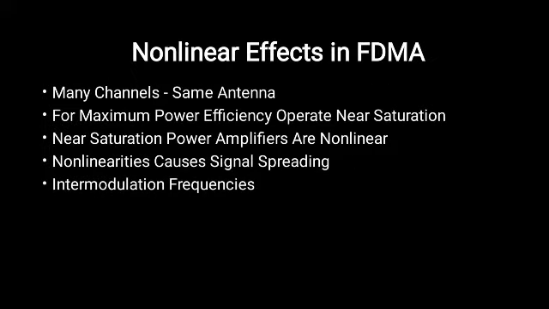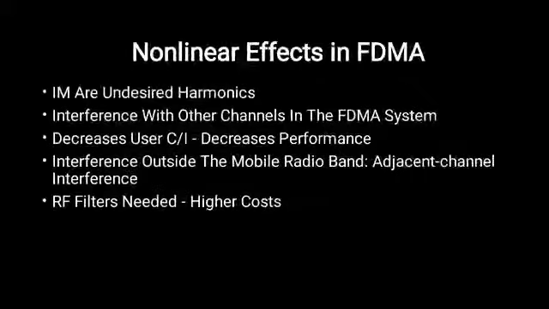Another problem we have in FDMA is nonlinear effects. When many channels use the same antenna near the saturation region, we have this nonlinear effect. For maximum power efficiency, we have to operate the channels near the saturation region. When we go near the saturation region, we need power amplifiers operated in the nonlinear mode. So nonlinearity causes signal spreading. When signals are spread, we have an interference problem. Intermodulation frequencies cause interference problems.